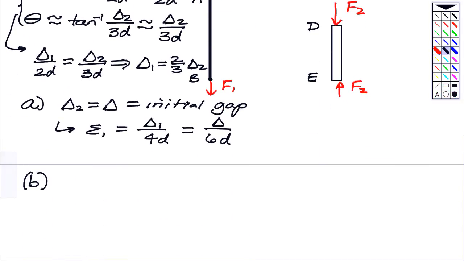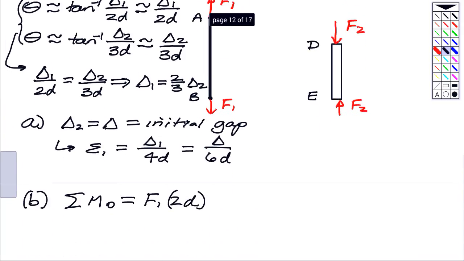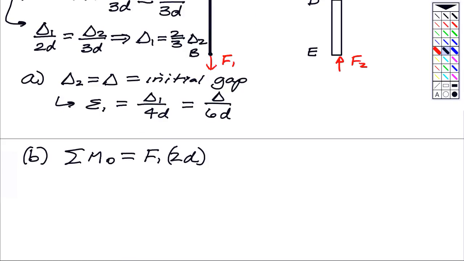Based on the FBD, I'll do a summation of moments about the pin joint at O. That's F1, which has a moment arm of 2D. It's a plus because it's in the counterclockwise direction. I have F2. That has a moment arm of 3D. It's also a plus moment about O.